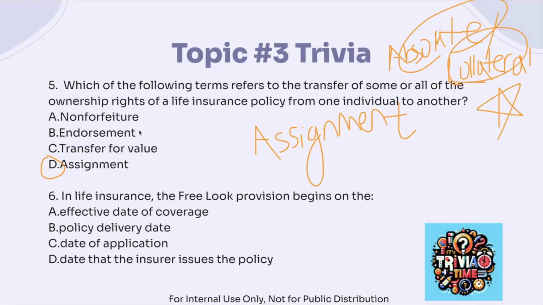For number 6, in life insurance, the free look provision, right? Remember, the free look provision is usually 10 days. It begins on the date of the policy delivery. That's very important. We count 10 days from when the policy was delivered, because that's when it's in the hands of the policy owner. So that's when that period starts.